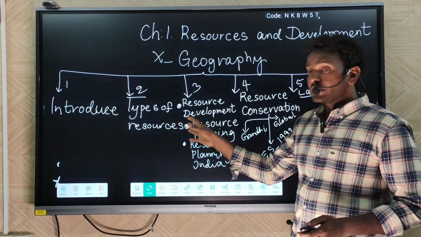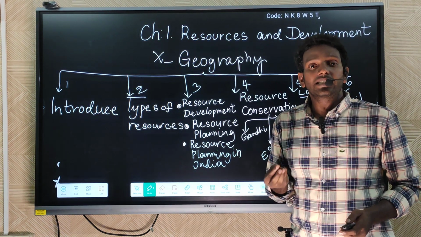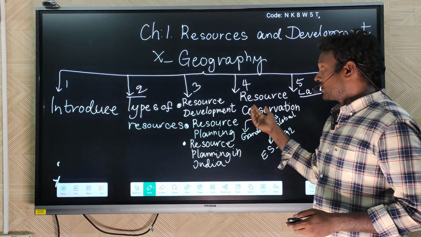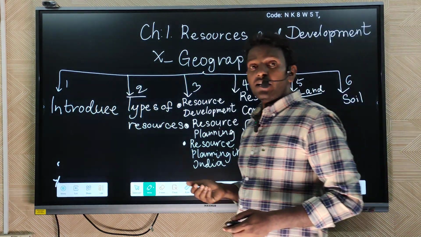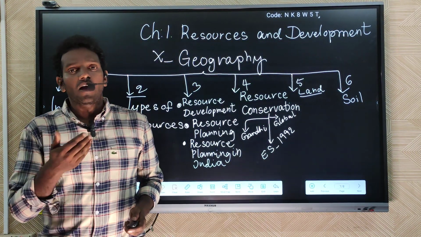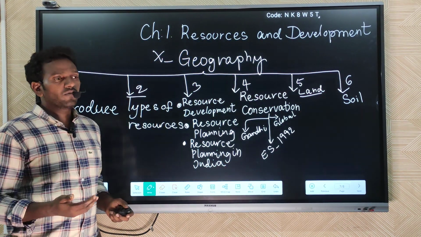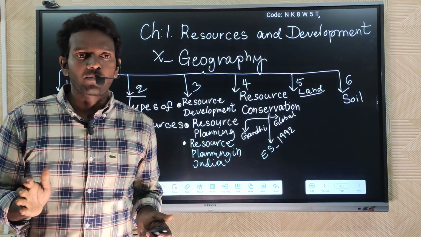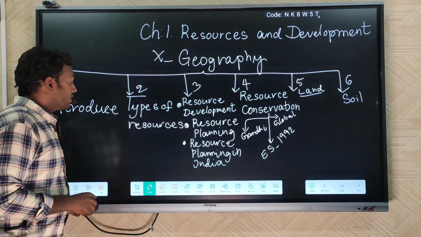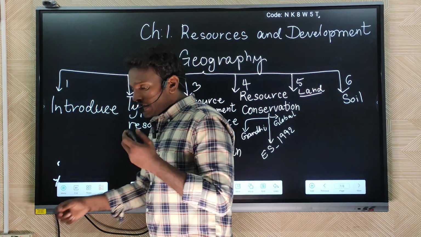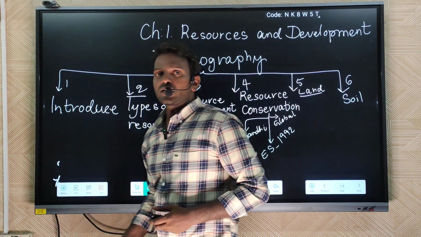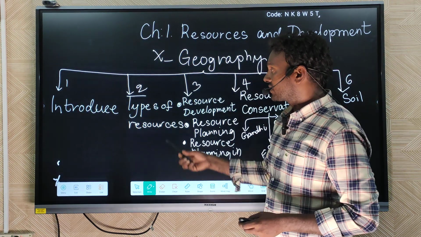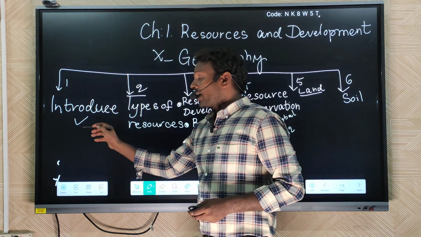What are those? In this chapter we have nearly 6 subtopics: introduction, types of resources, resource and development, soil as a resource, conservation, and land as a resource. Very important subtopics. In the last class we already covered the introduction part, where we discussed what a resource is, what the importance of resources is, and how they play the main role in the development of any country.